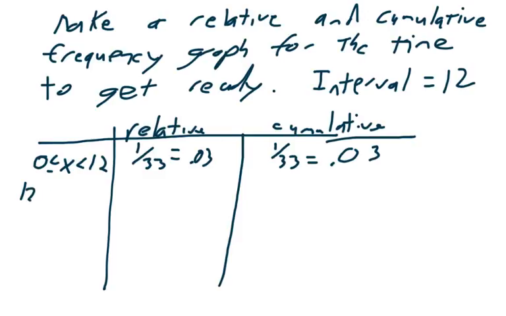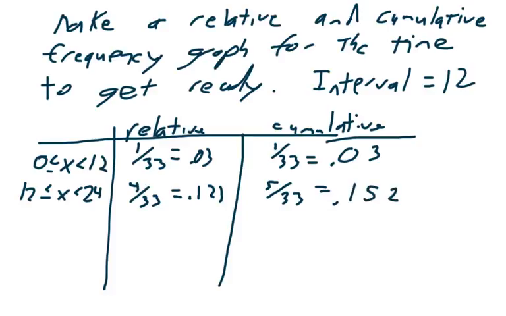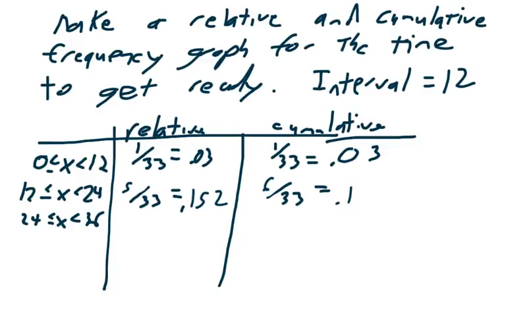Now as I go from 12, not including 24, we have 4 out of 33 in this group, which is 0.121. But for the cumulative, I now have 5 people, all who take less than 24 minutes to get ready for school. So my cumulative goes up to 0.152. And of course I made a mistake counting, so this should have been 5 out of 33, which is 0.152. And this should have been 6 out of 33, which is 0.182. Sorry about that.